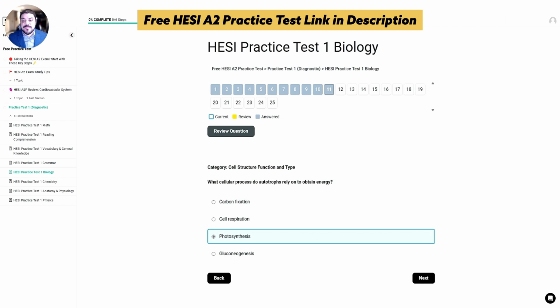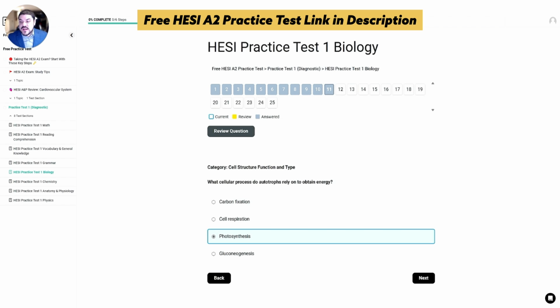Oxygen is released as a byproduct of these reactions. The glucose and other organic molecules can then be used as an energy source for the organism's metabolic processes. Just in case, let's quickly go over the other options just so you understand them as well.